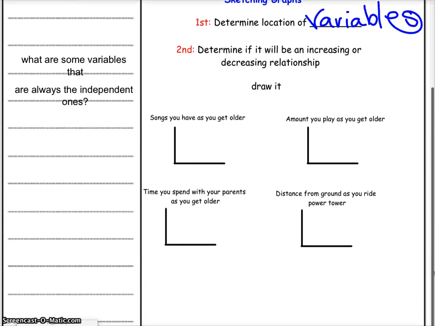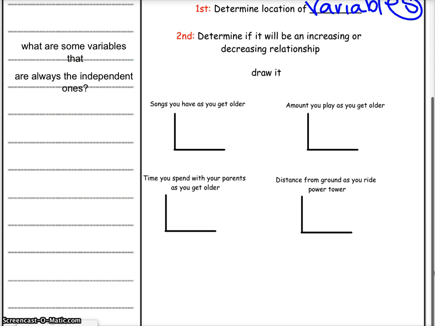Songs you have as you get older. Which one is independent? Do you have a lot of songs when you're 3 years old? No. Right. Do you have a lot of songs when you're 9? Getting there a little bit. How about when you're 14? So what's dependent on the other? Age is independent. So age goes here, songs goes here. Your songs depend on your age for some people.